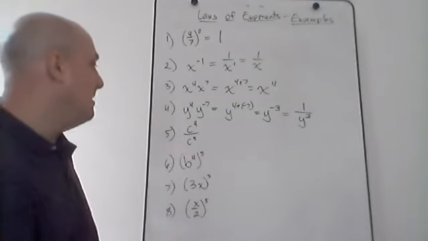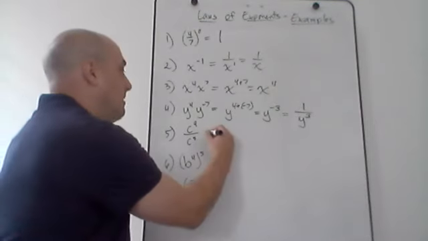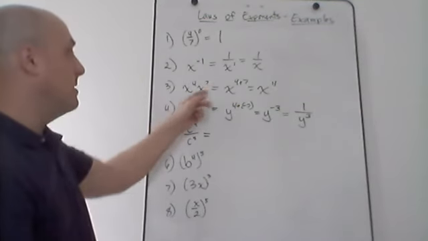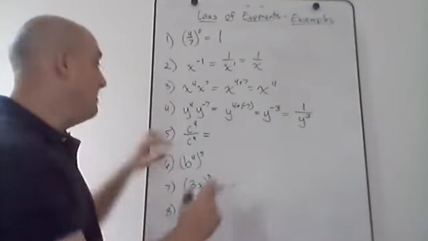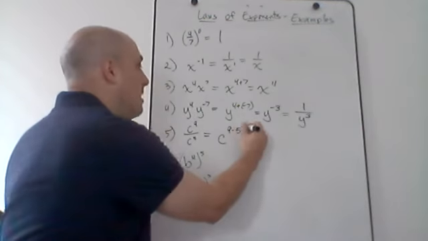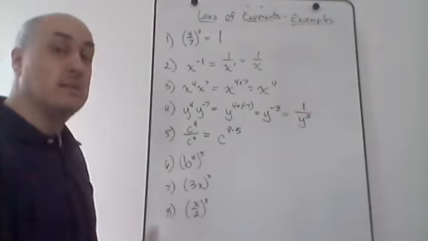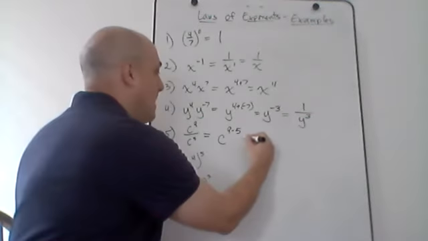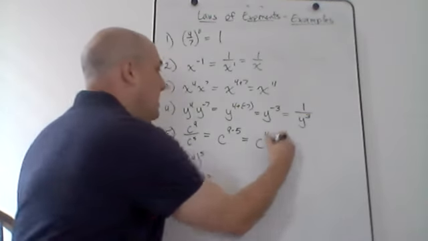Number 5, c to the 9th divided by c to the 5th. Remember, when I'm multiplying with the same base, I add the exponents. When I'm dividing two things that have the same base, I subtract the exponents. It's always the top one minus the bottom one. And 9 minus 5 equals 4, so I end up with c to the 4th power.